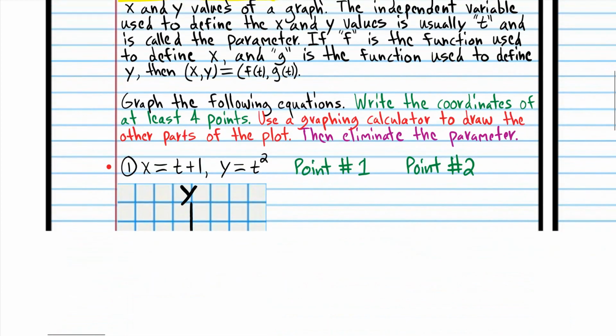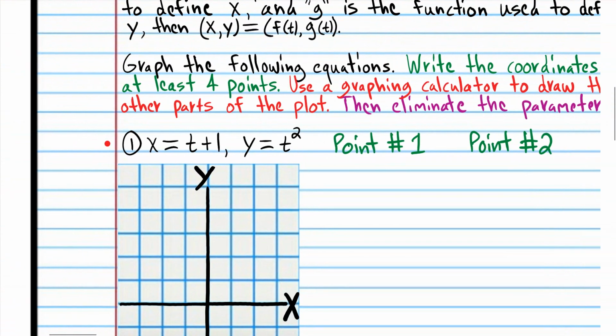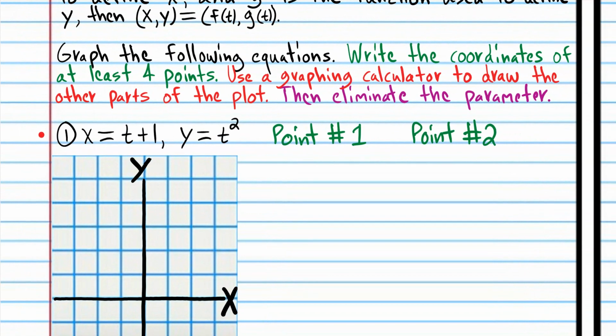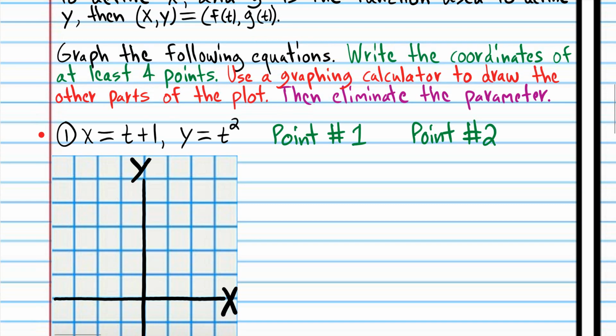So here's an example of parametric equations. We have an equation that defines the x values of a graph and another equation that defines the y values of a graph. So we're told here to write the coordinates of at least 4 points and to use a graphing calculator to help us. And we're going to graph the parametric equations, and then we're going to do something called eliminating the parameter.